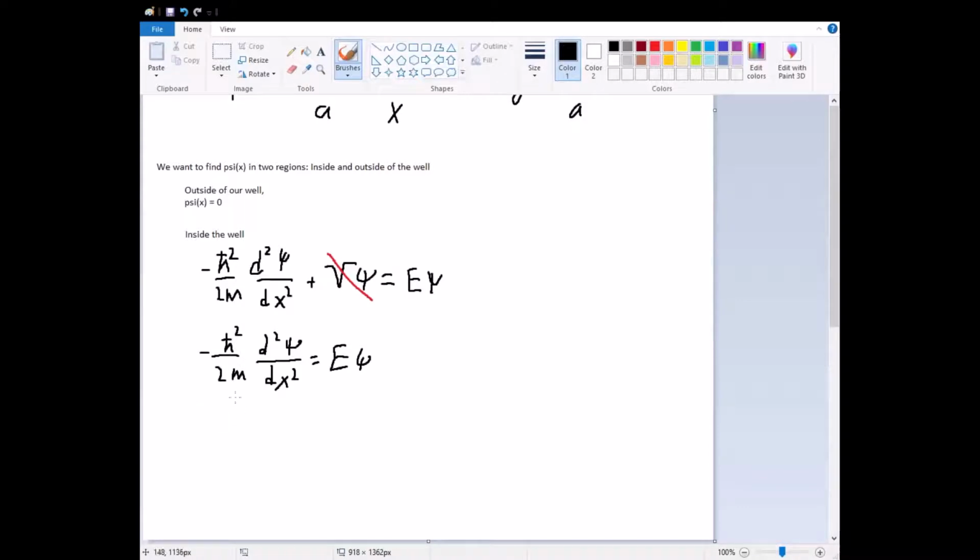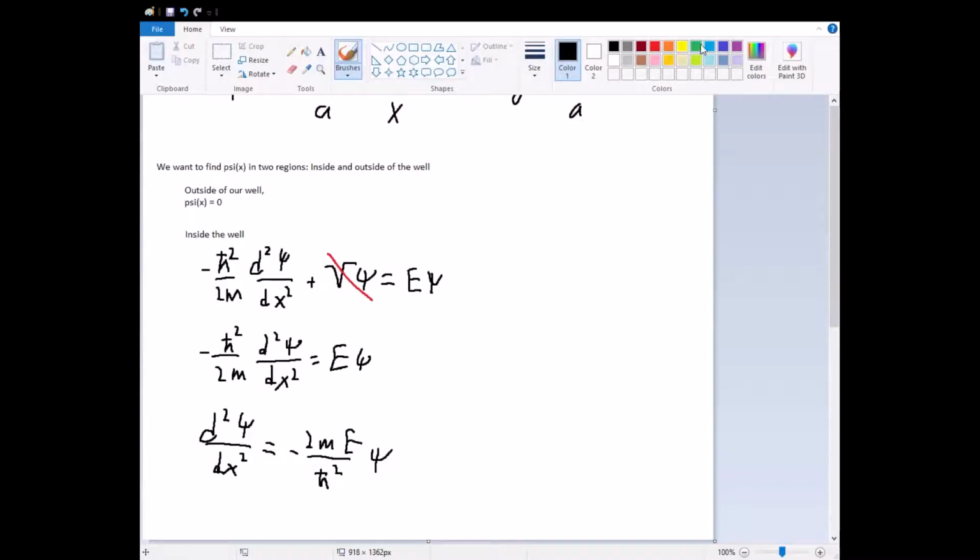So if I move everything here onto the other side, what I'm going to get is that d2 psi with respect to x squared is going to be equal to negative 2mE all over h bar squared times a little psi again. And hopefully you see here that m is a constant because it's just a mass. E is our energy, which we defined earlier in 2.1 to be constant necessarily. H bar is also a constant.